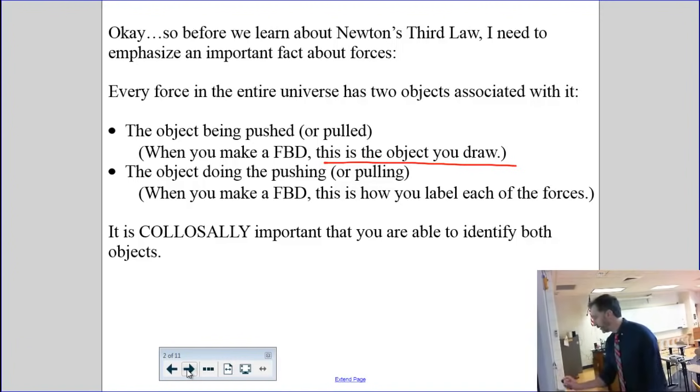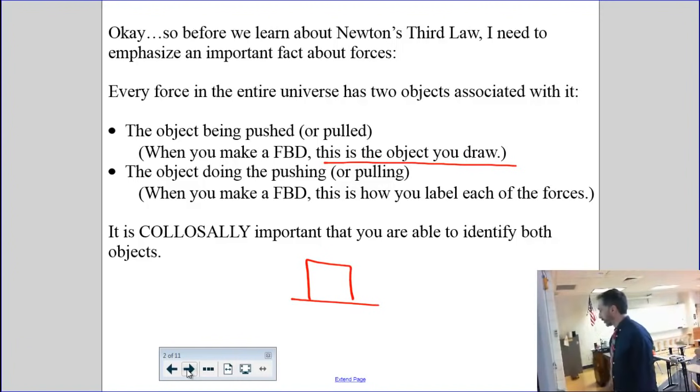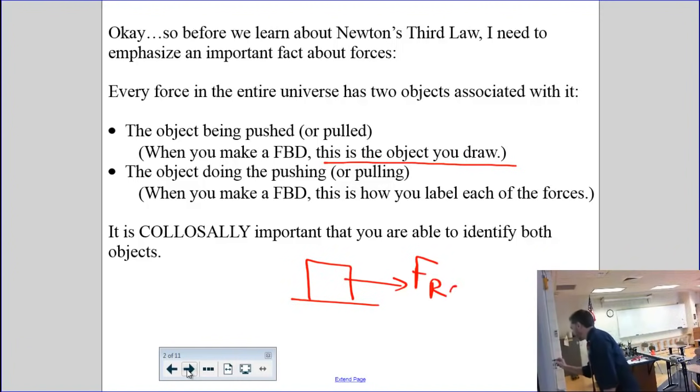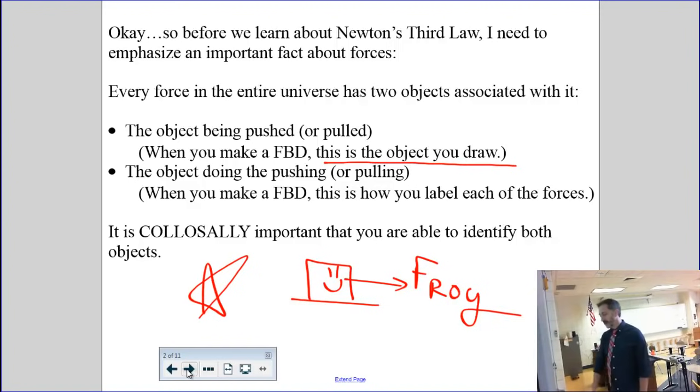So a simple example would be, if Roy pushes a box, I'm going to draw the box, that's the object being pushed, and then I'm going to label it force of Roy, because that's the object doing the pushing. So when you make a free body diagram, we are always interested in the object that is being pushed or pulled. And it is super duper mega crazy important that you understand that distinction.